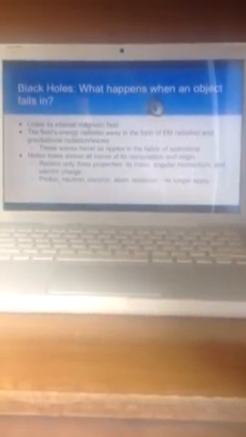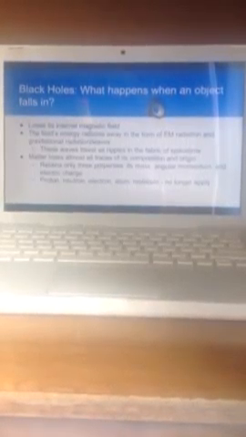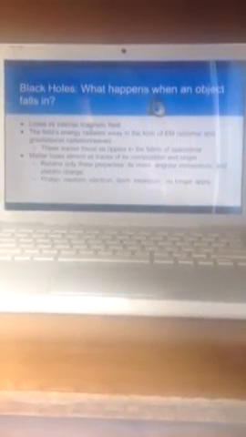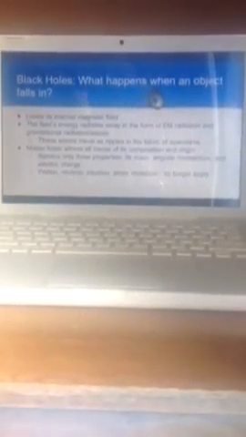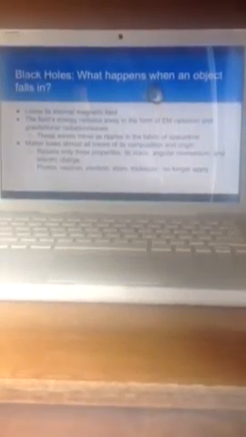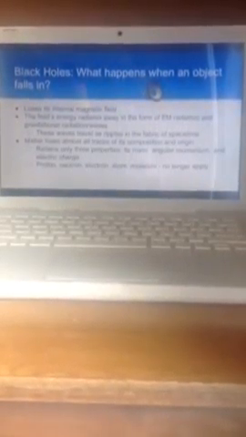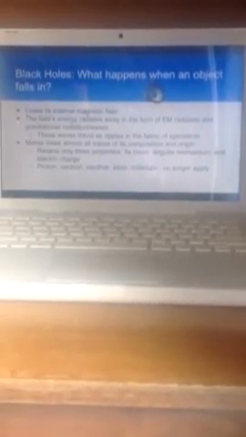So what happens when you fall into a black hole? Well, your internal magnetic field is lost. The energy radiates to gravitational waves and other forms of radiation, and matter loses all trace of position and origin. Protons, neutrons, electrons, atoms, and everything else that comprises the mass is lost.